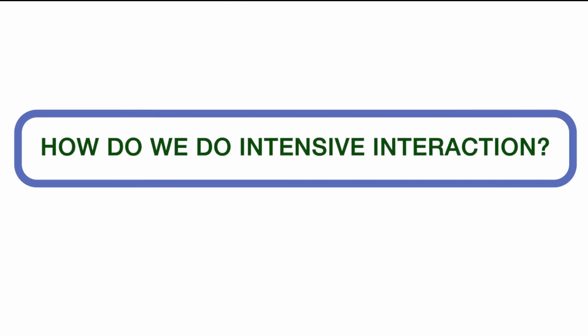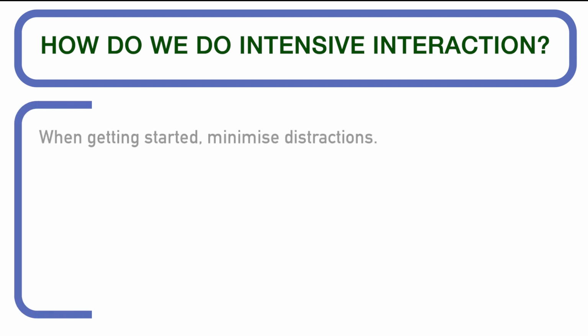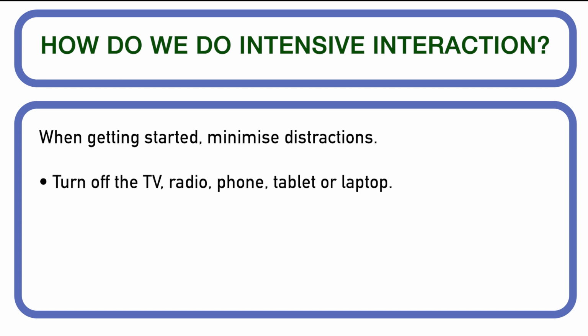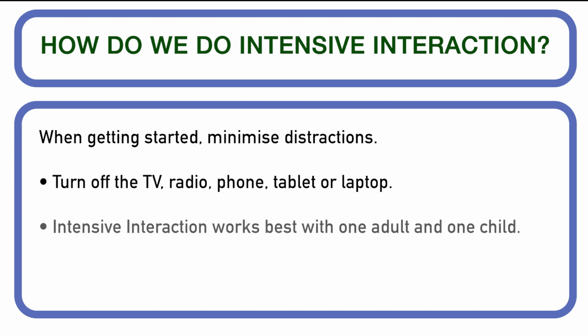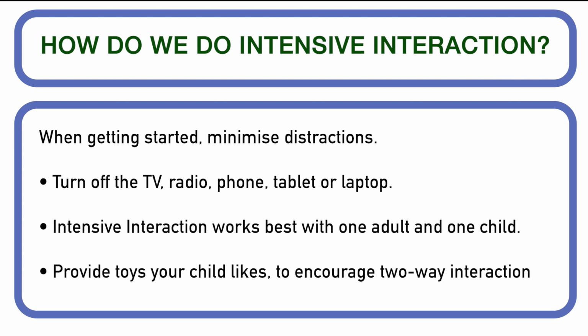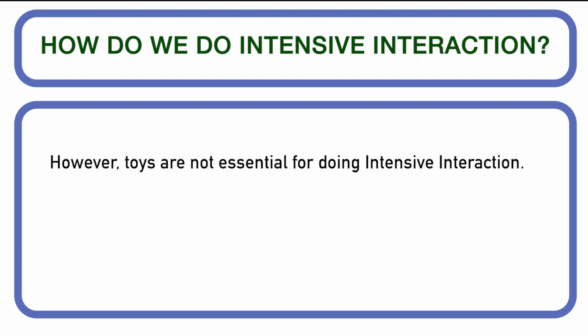So how do we do intensive interaction? When getting started, minimize distractions. That means turning off any TVs, radios, phones, tablets or laptops. Intensive interaction works best with one adult and one child. And try and provide toys your child likes to encourage two-way interaction. However, toys are not essential for doing intensive interaction.